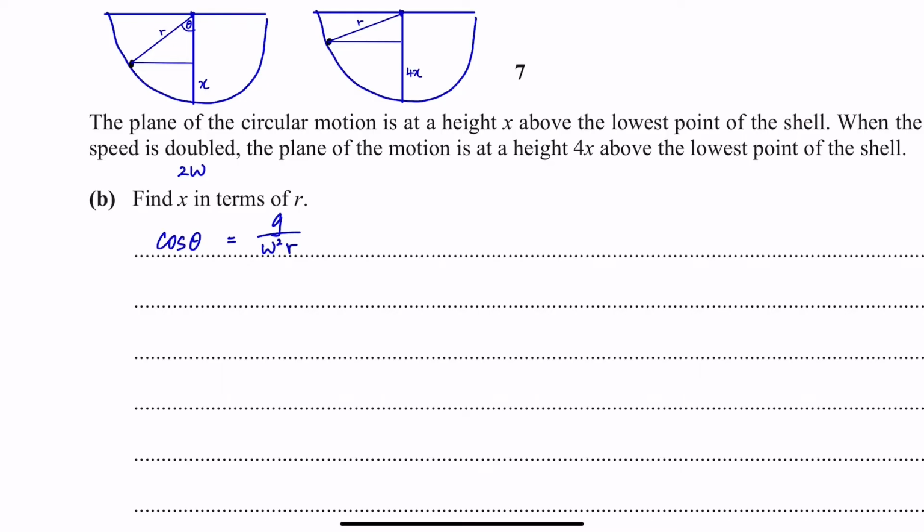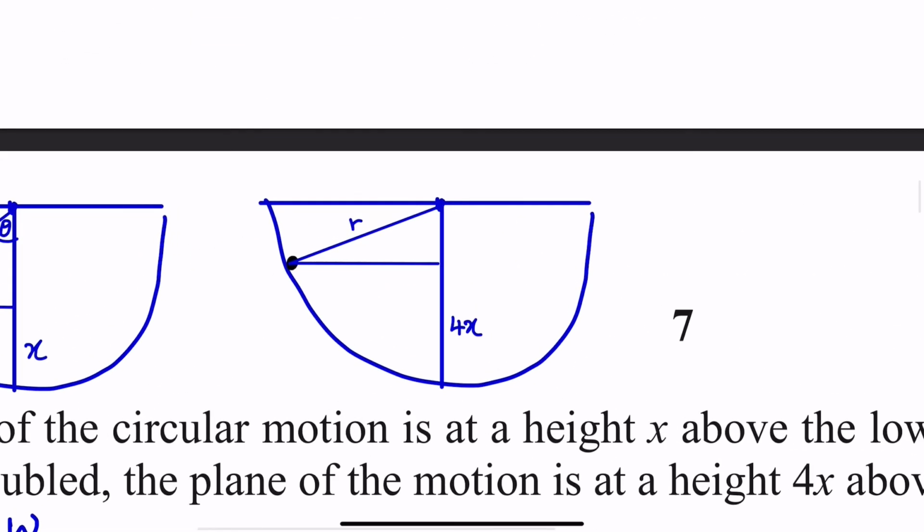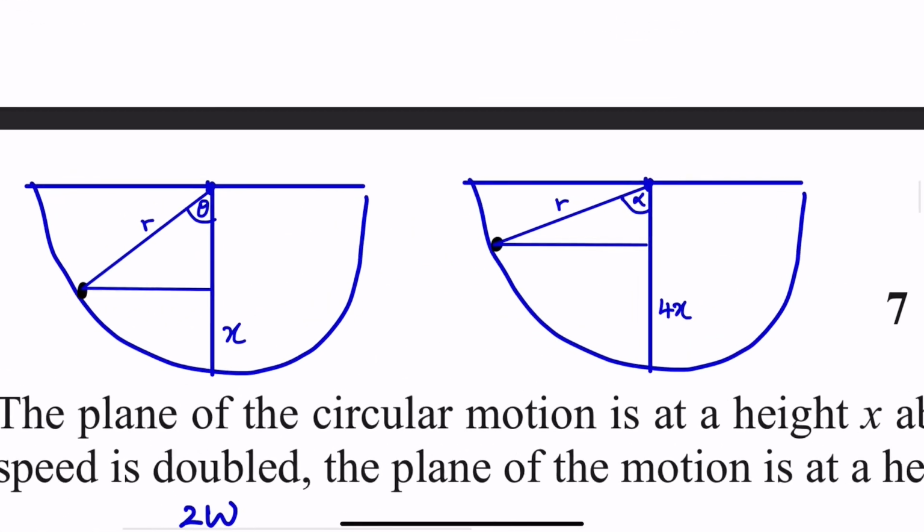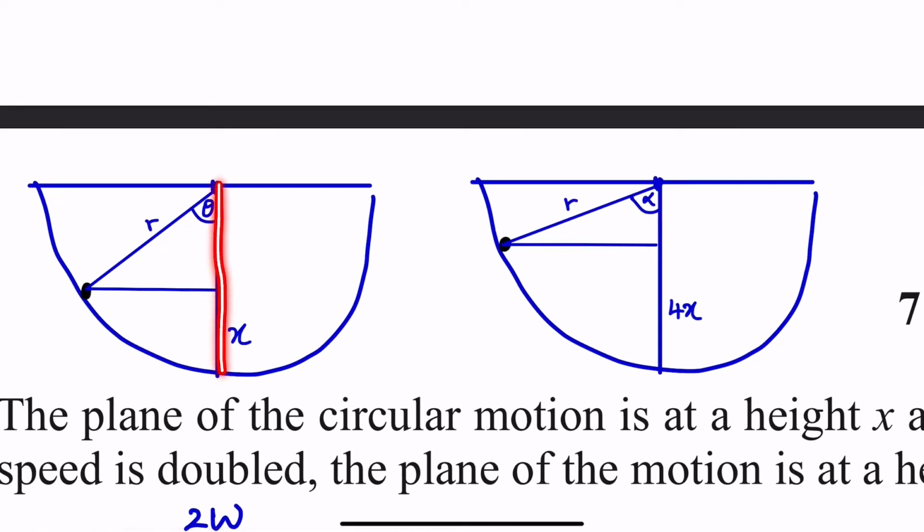But what we need to do is change our omega and the angle over here, because the angle over here is definitely not the same. Let's call it alpha now. It's definitely not the same as the previous one. So since this whole thing is r, right? And this is x, this would be r minus x. This length right here. And similarly, this is just r minus 4x.